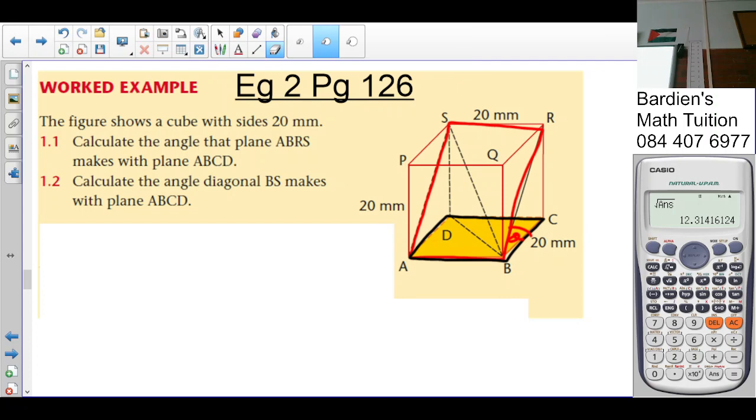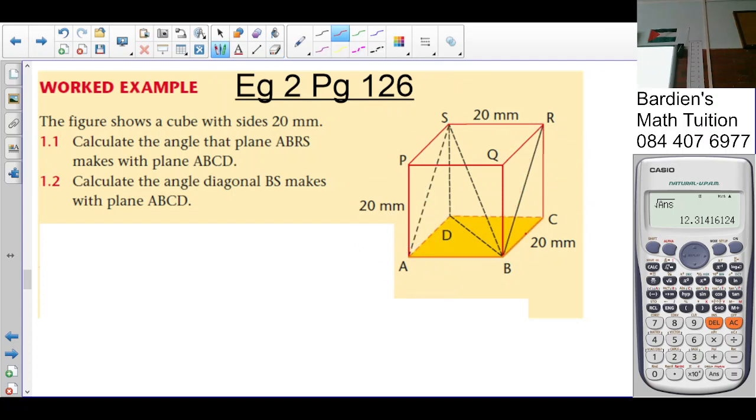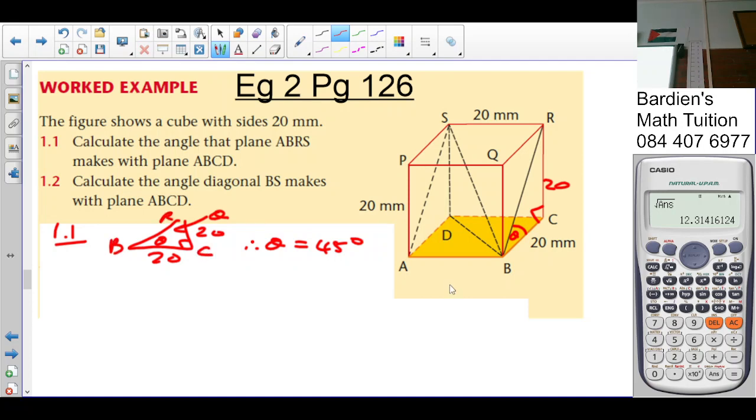Alright, so to get that angle out, this is 20 and that is 20. This angle there is 90. Why? Because your horizontal stands 90 degrees to your vertical. So you've got a triangle looking like this, 20, 20, 90. If this angle is theta, that angle on top is also theta. Why? Because it's an isosceles triangle. So therefore theta will be 45. Okay. This is BRC. Okay.